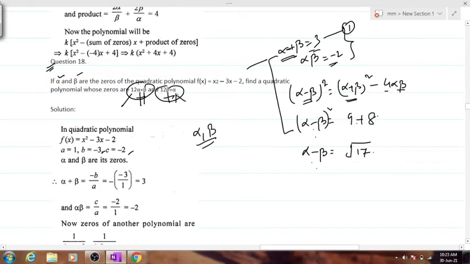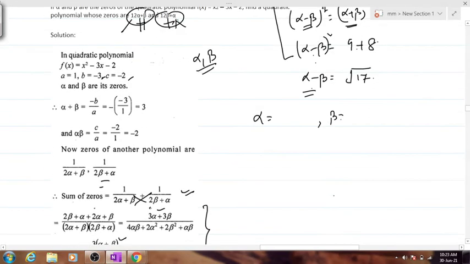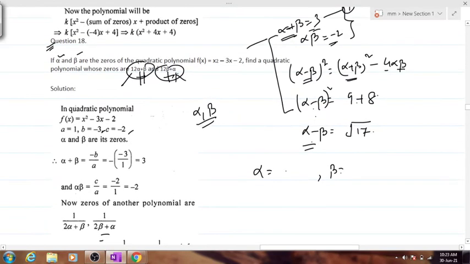How can you find out this? Tell me the value for alpha now. Tell me the value for alpha. Anyone? Add up both the equations. 3 plus root 17 by 2 is your alpha. And beta? Alpha minus root 17. So it will be basically 3 plus root 17 minus 2 root 17 by 2. The beta will come out to be 3 minus root 17 by 2.